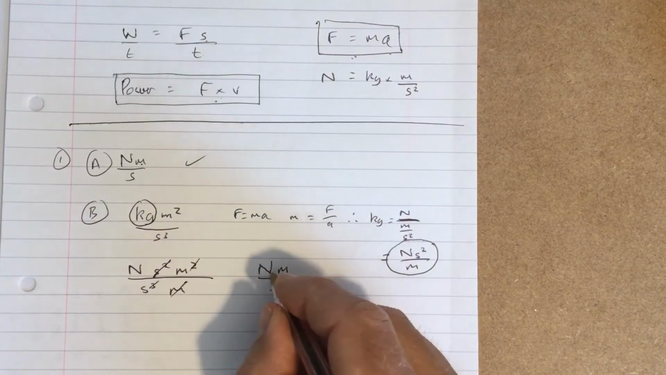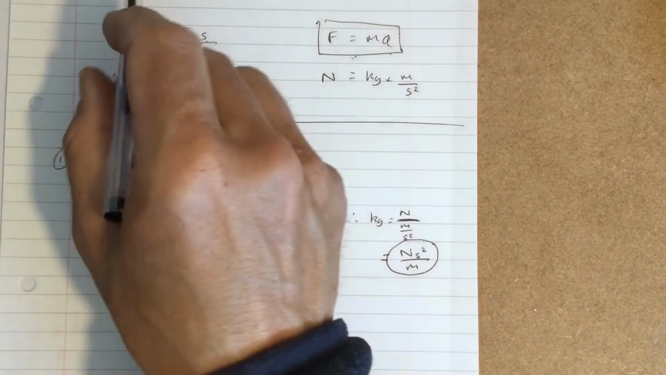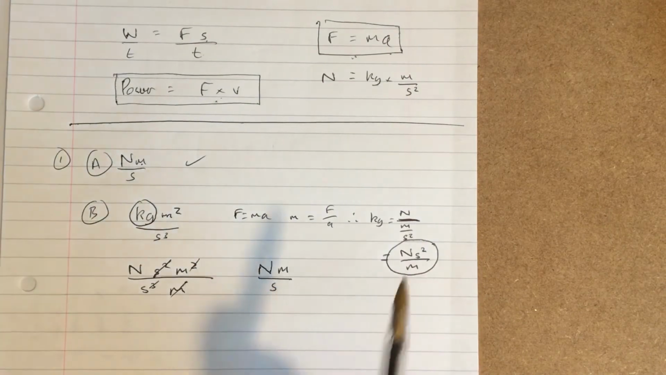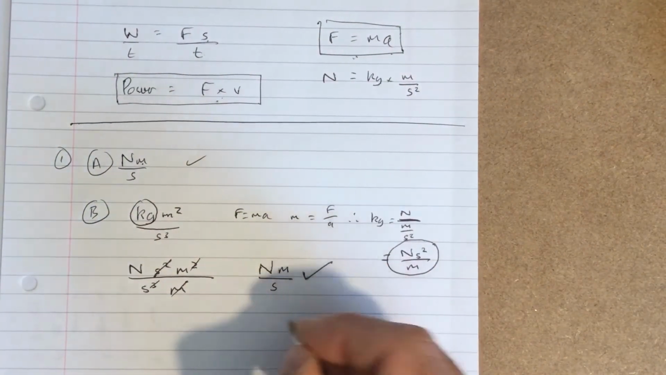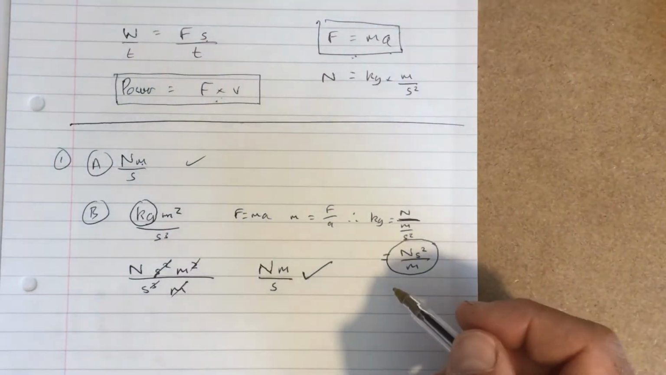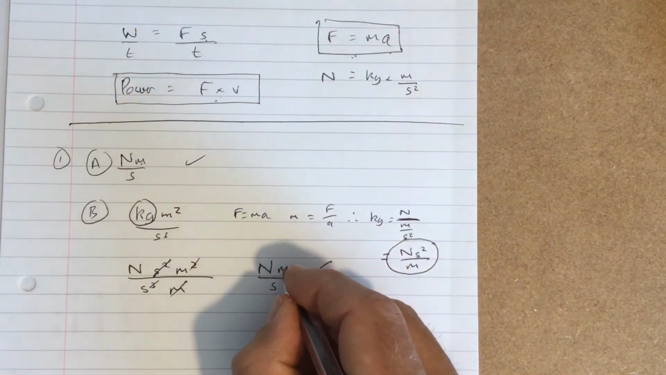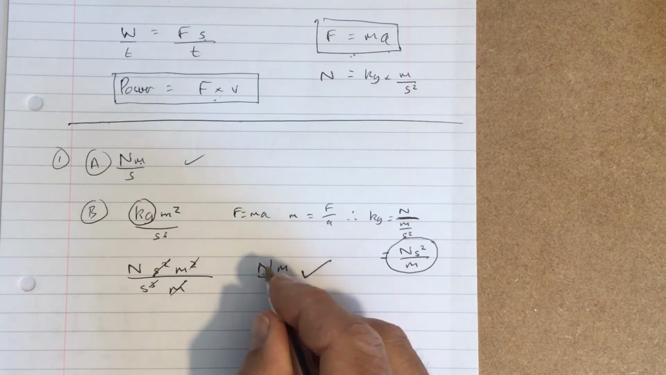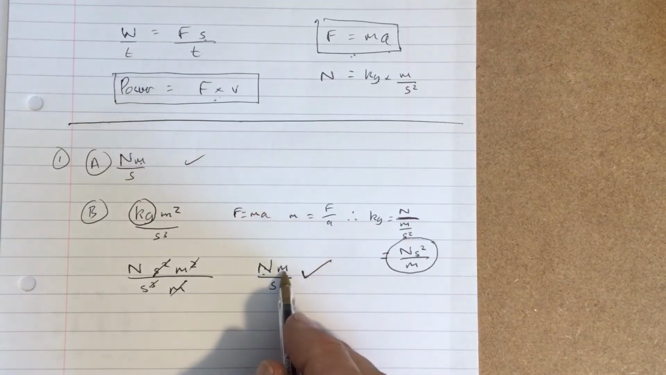In other words, a newton meter, remember, is work. Work is newtons times meters. So that is, yes, work per second is power. Energy per second is power. That's work per second. Okay, we could write it like, well, once again, it's force times velocity, or we could say it's work divided by time.